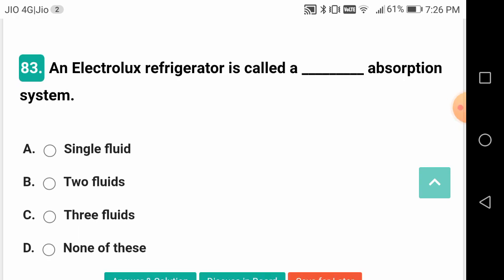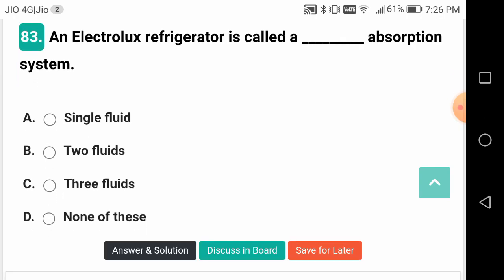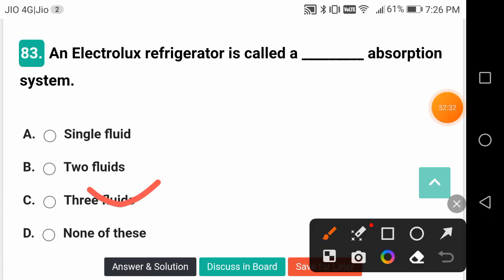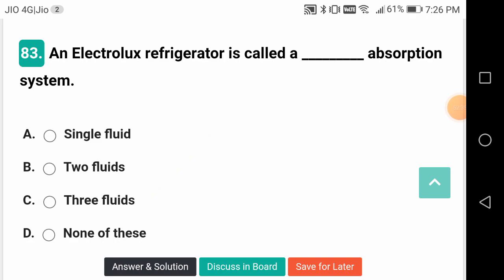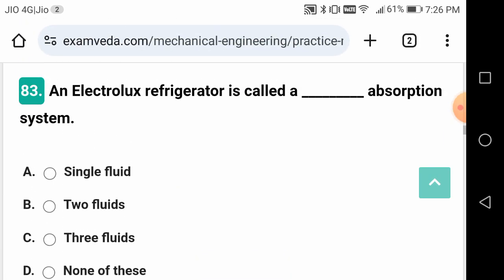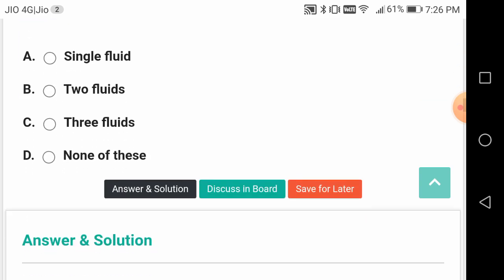Refrigerator is called dash absorption system. This is once again a good question, friends. 3 fluid absorption system. Electrolux, hydrogen and ammonia refrigerator.